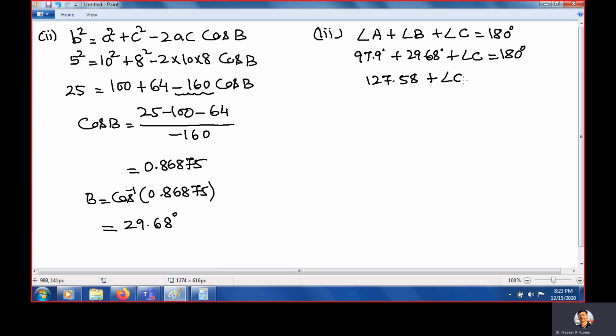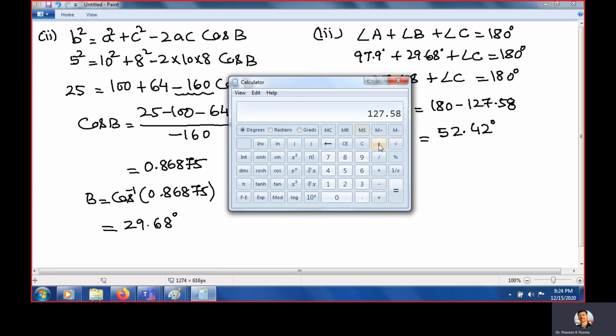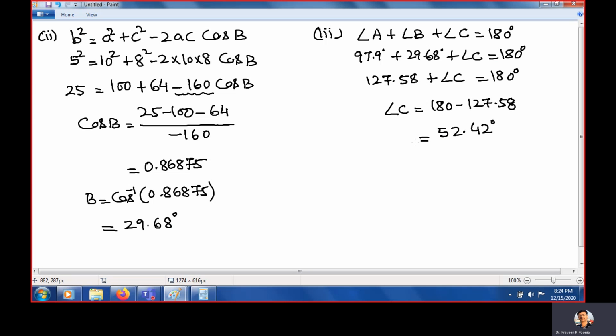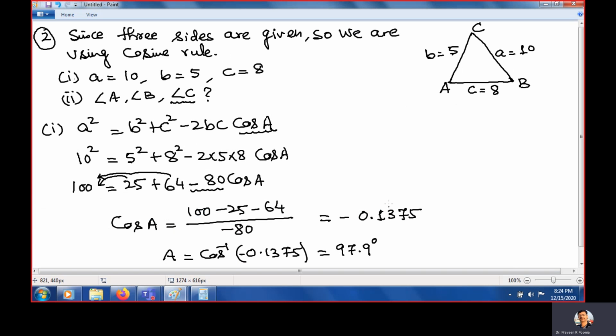127.58 plus angle C is equal to 180 degrees. And angle C is equal to 180 minus 127.58. If you subtract it, the answer should be 52.42 degrees. Let us check with the help of the calculator. It is plus minus and plus 180 degrees. 52.4. Perfect. Clear? So we calculated three angles: first angle, second angle, and third angle by the property.